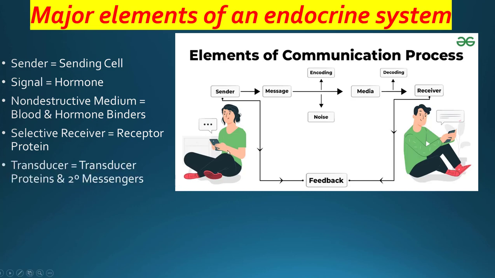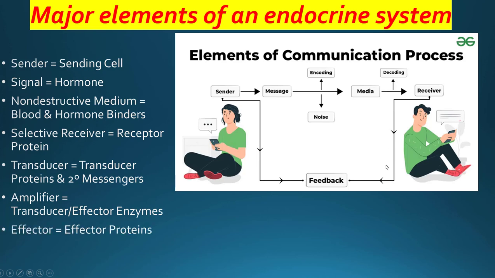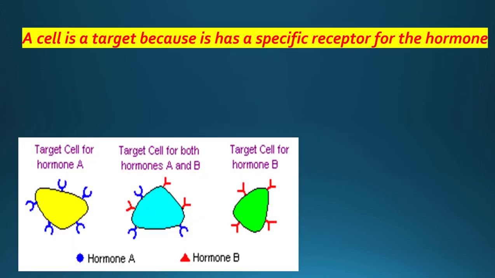Transduction protein and second messenger. Transduction means transfer of one type of signal into another type of signal, or one type of sensation into another type of sensation. Amplifier, transducer, effector, enzyme: they amplify the effect of the enzyme. Effector proteins. What are the effector organs? They are the effector protein. Ion response, cellular response. A cell is a target because it has a specific receptor for the hormone.